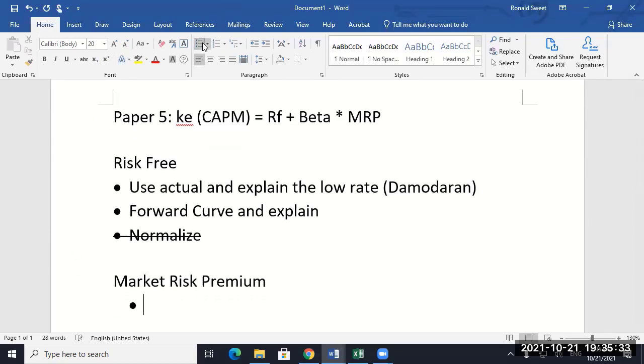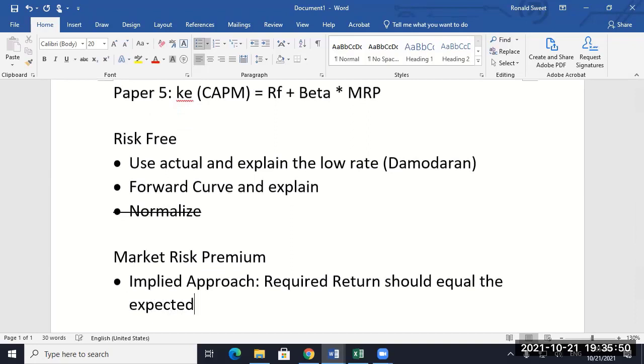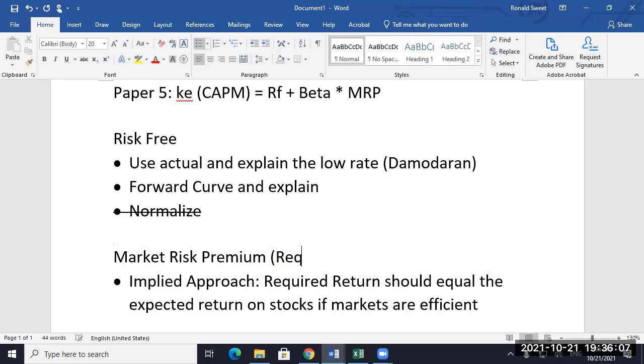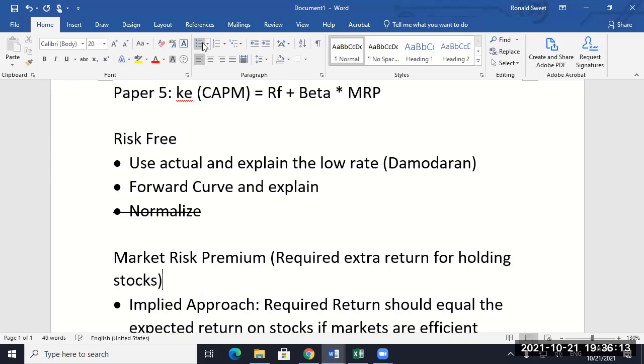The recommendation I have is that you use the implied approach, just because it is the most common approach. The implied approach says the required return should equal the expected return on stocks if markets are efficient. So it's just a real basic assumption. With the market risk premium, what are we trying to do? We're trying to get the required extra return for holding stocks, right? That's what we're after.